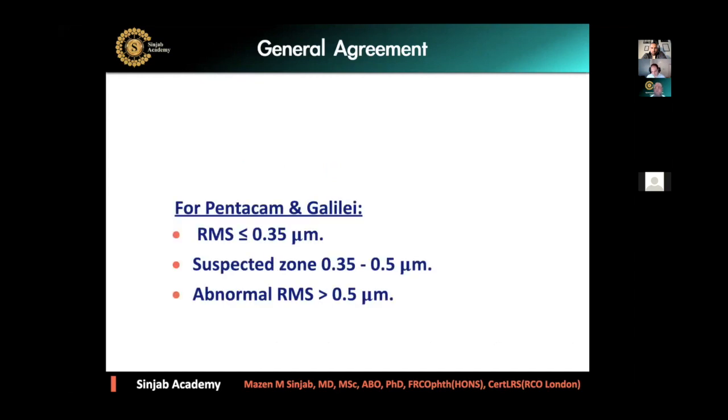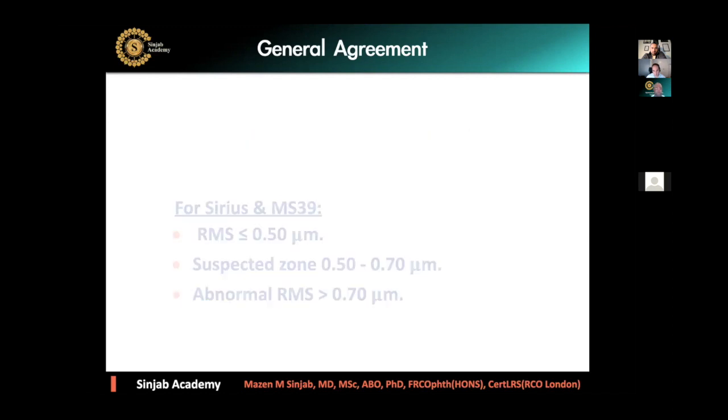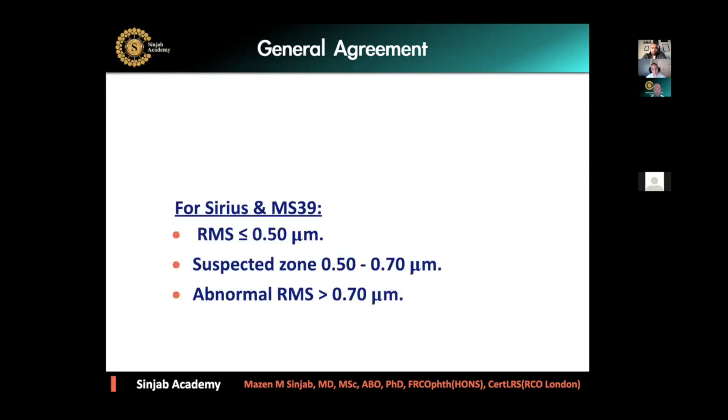If you are using the Pentacam and Galilei, the RMS should be less than or equal to 0.35 microns. It is suspected if it is between 0.35 and 0.5, and abnormal if it is more than 0.5. And if you are using the Cyrus and the MS39, you can go up to 0.5, then between 0.5 and 0.70, or above 0.70.